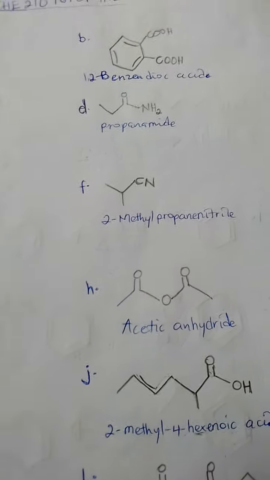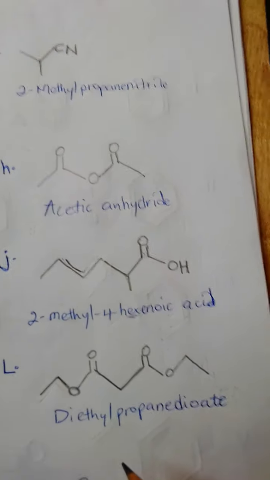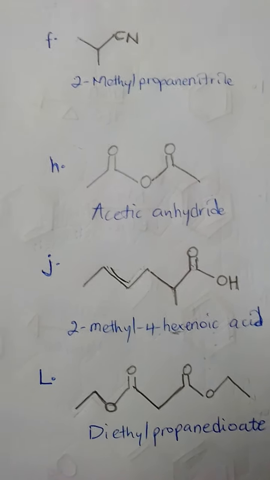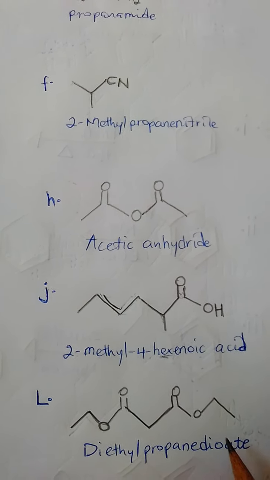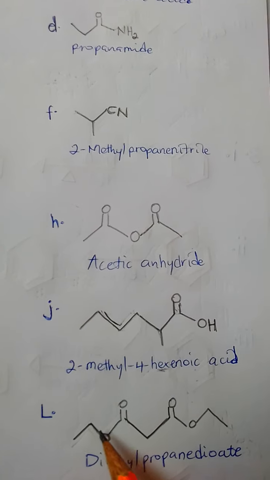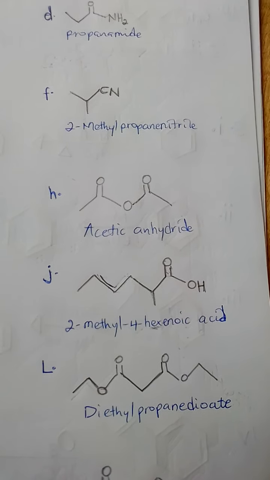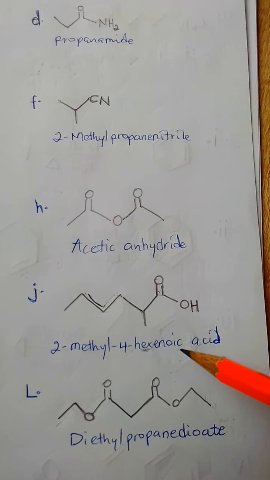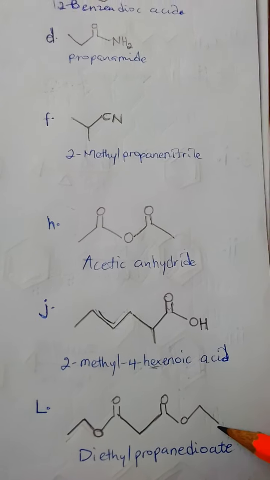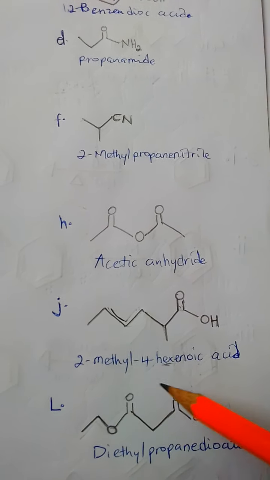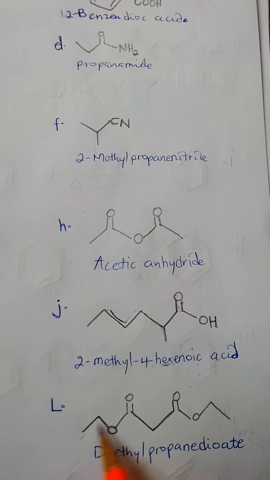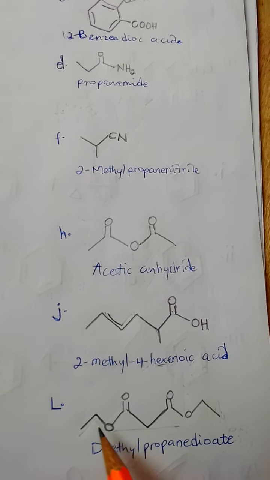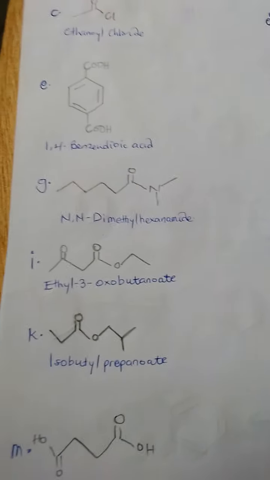Let's come to the L. We have diethyl propanedioate. You see dioate, it means it comes from a dioic acid. So it is a propanedioic acid. And each ethyl is at the other side of the dioic. So it's just like a diester, one side formed an ester with an ethyl, then the other side formed an ester with an ethyl. So the name becomes diethyl. So one ethyl here, one ethyl here. Then the parent chain is propanedioic. So diethyl propanedioate.